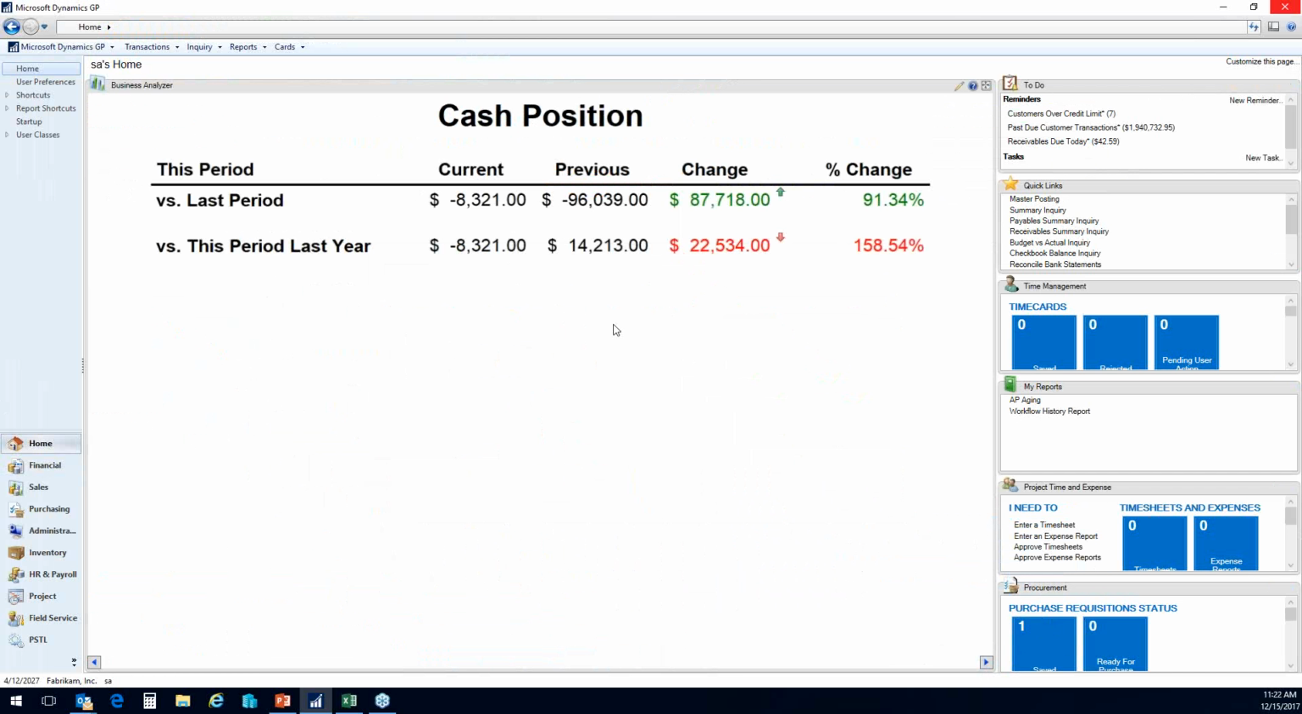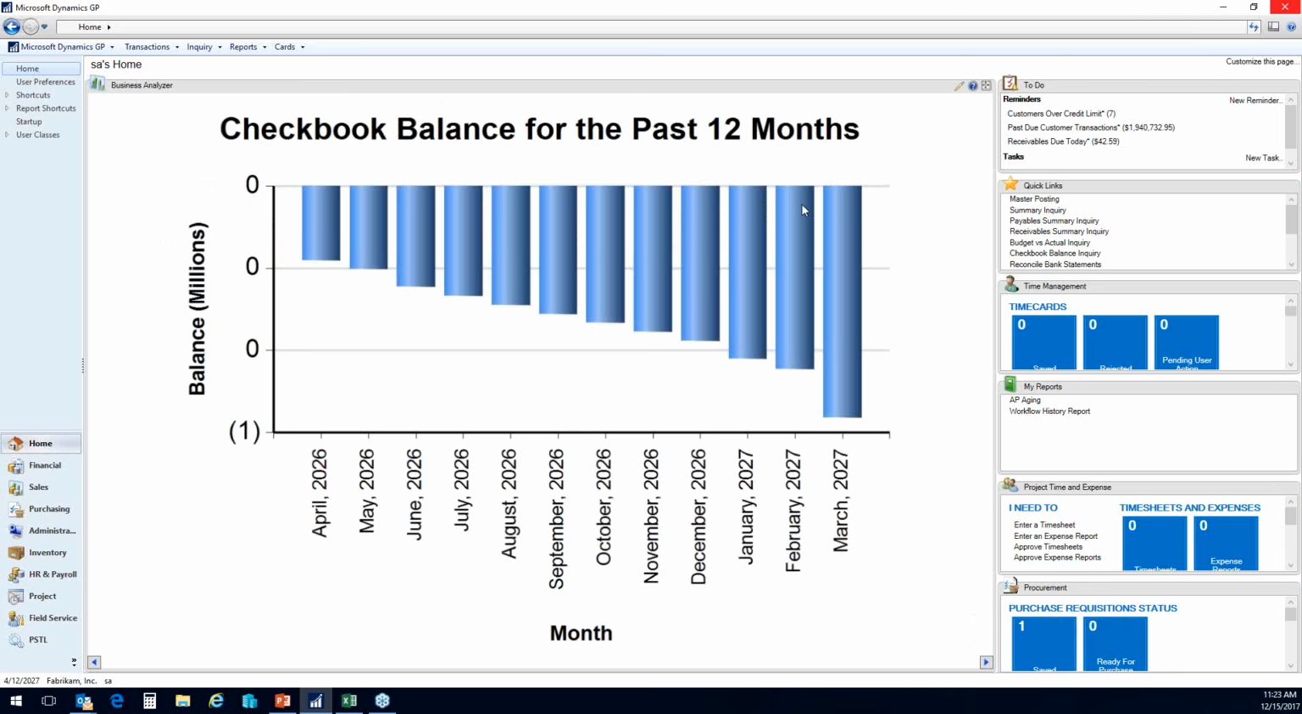It's summarized though, so I'm just looking at cash this period versus this period last year to see kind of how cash is trailing along. So it looks like last year was not too bad. This year, you know, it's better, quite a bit better actually. But I still had a problem last period, so I ran out of money. Well, what's that look like in a chart format? You know, here's my checkbook balance going into the negative there. And so for cash, that's not the direction the graph should go.